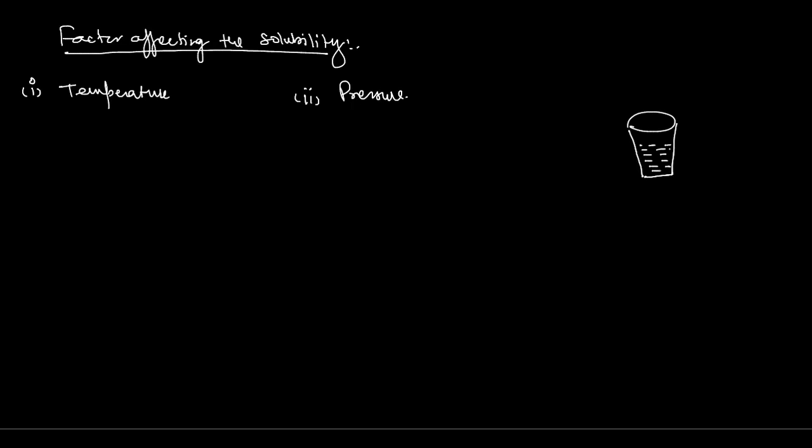But what happens when you start heating this particular solution? Then you can add more salt or sugar to it and it will get dissolved. So on increasing the temperature, the solubility of the substance increases. But on increasing the temperature, the solubility of solids and liquids increases, but that of gases decreases. Gases are more soluble in liquids at lower temperature than at higher temperature. For example, if I have water and add carbon dioxide to it, and then increase the temperature, the solubility of carbon dioxide will decrease and the carbon dioxide will escape from it.